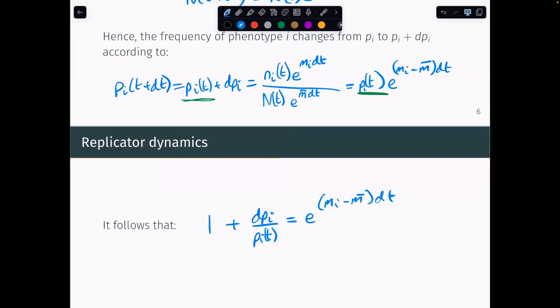We can just take the logarithm of both sides. We get the natural log of 1 plus dpi over pi of t is going to equal mi minus m bar, dt. You might be wondering where we're going with this. It will be revealed in a second.